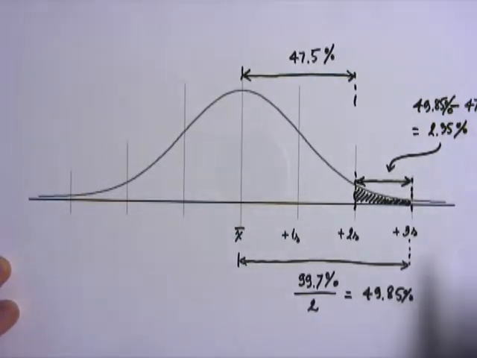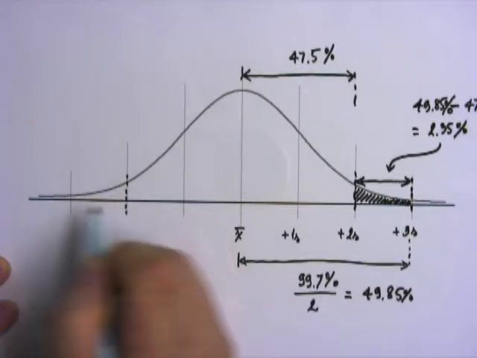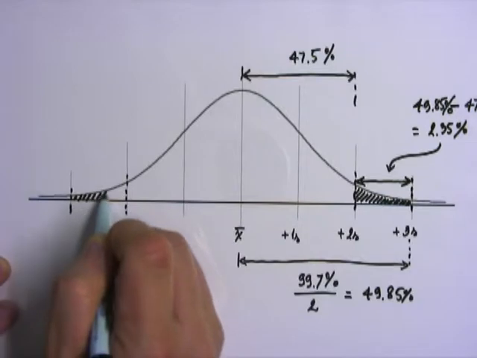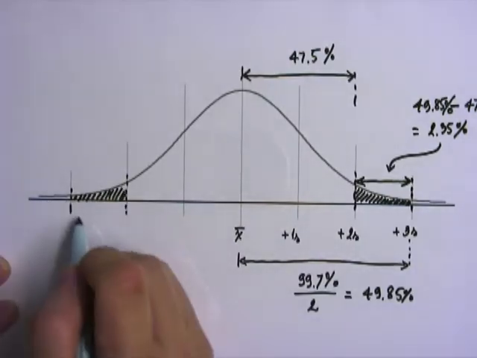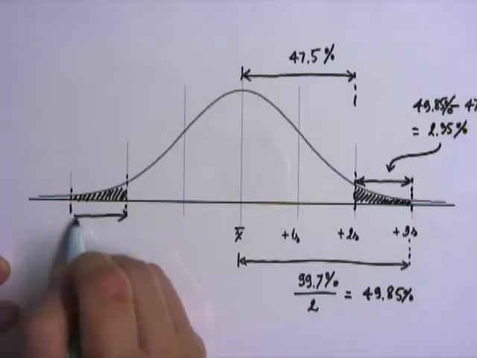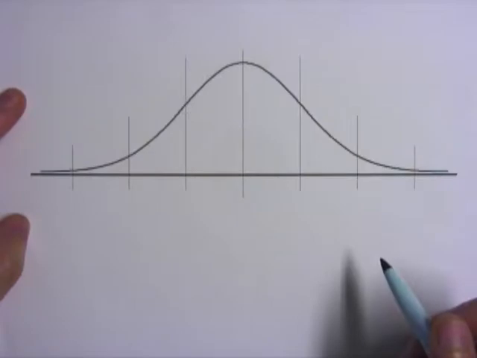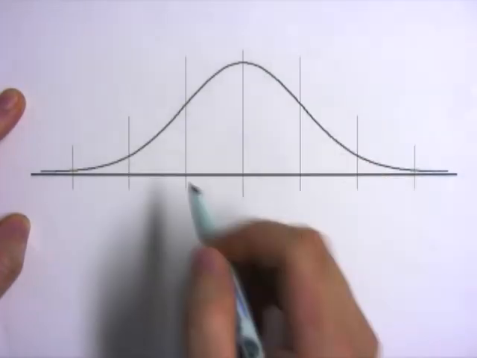And so once again, with some quick observation or similar arguments, you can argue that the shaded area on the left hand side of the mean value on the figure is also going to contain 2.35% of data.